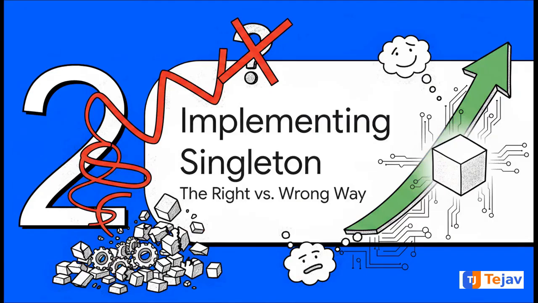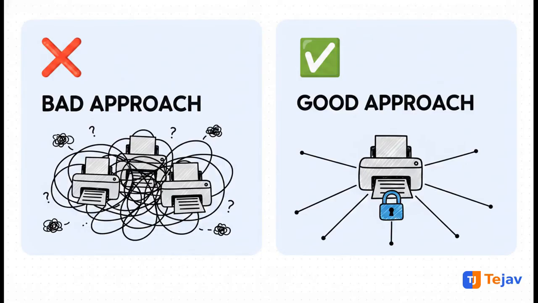Okay, so the analogy makes sense. But how do we actually build this thing in our code? Let's break down the right way to do it by first looking at what not to do. So the bad approach, that's just letting any old part of your code create a new printer whenever it wants. You'd end up with multiple printer objects all trying to talk to the same physical hardware. And, well, that's just chaos. The good approach, the singleton way, makes sure only one single instance is ever created. This gives you controlled, predictable access.